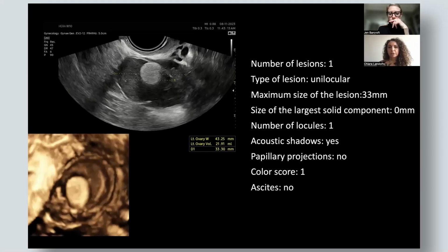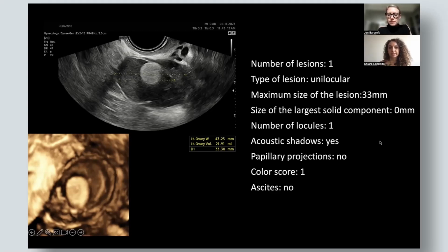So we are talking about a unilocular cyst. Unilocular cyst means a cyst with no solid component, no septa, no complete septa. Consider that the mixed content is considered as content in IOTA. The maximum diameter of the lesion was 33 millimeter, no solid component, only one locule because we have no complete septa. There were acoustic shadows which were more visible in dynamic, no papillary projection and no vascularization, therefore color score 1, and no ascites.